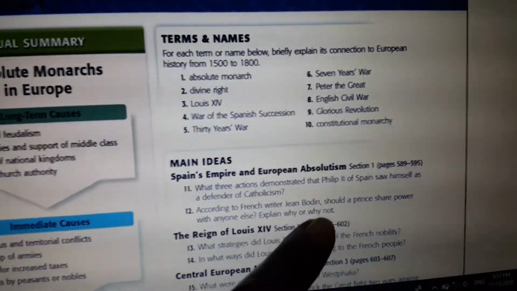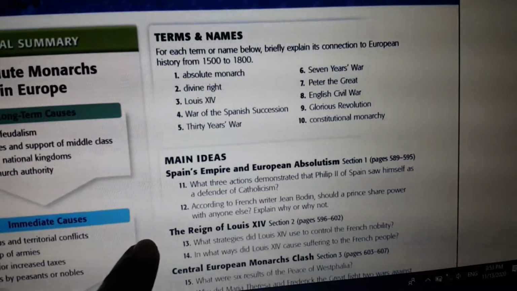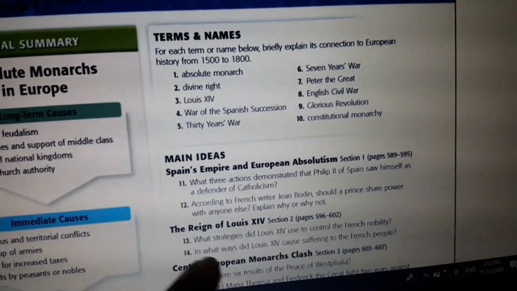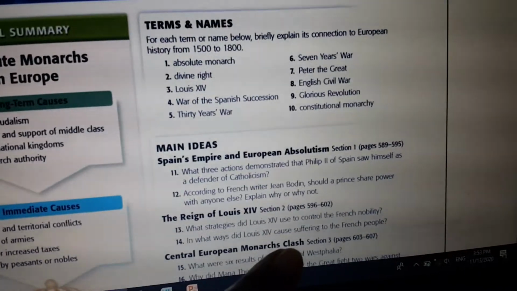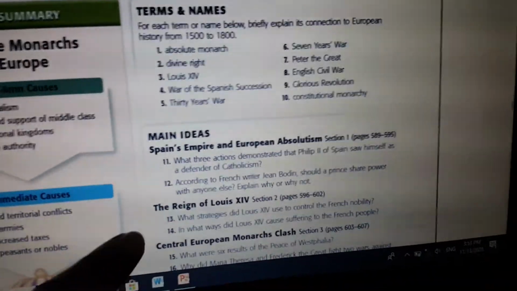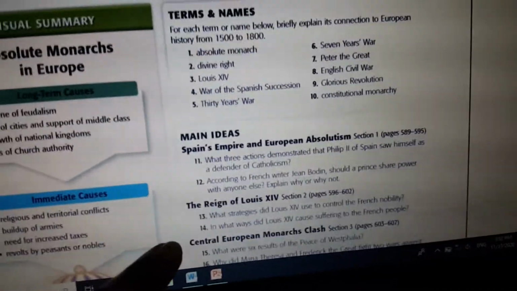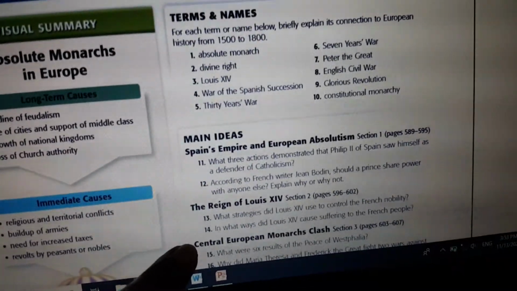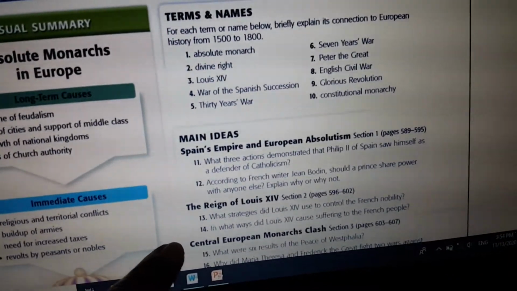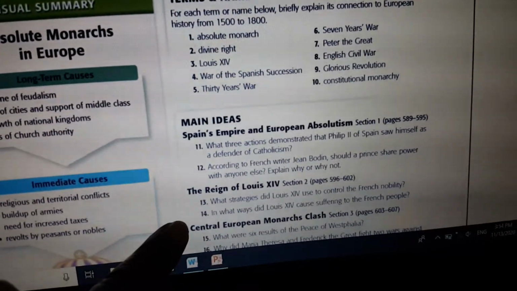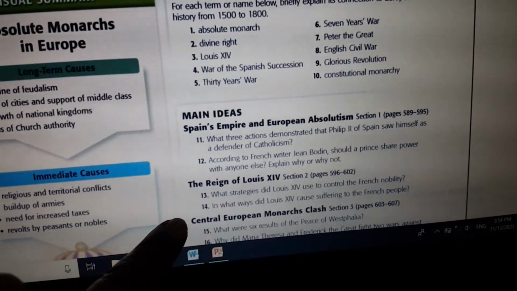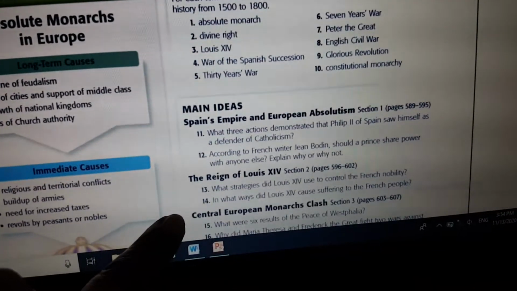why or why not. The next section is called The Reign of Louis XIV, Section 2, pages 596 through 602. 13, what strategies did Louis XIV use to control the French nobility? 14, in what ways did Louis XIV cause suffering to the French people?